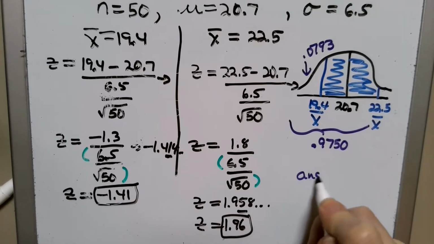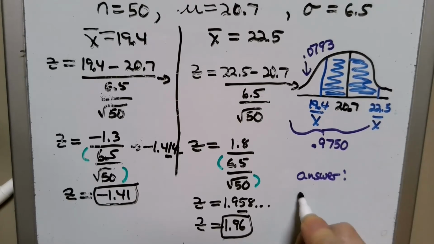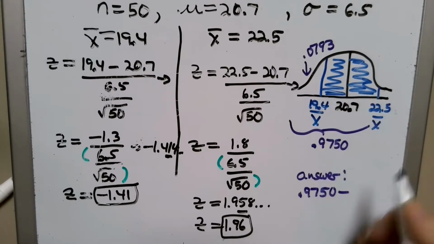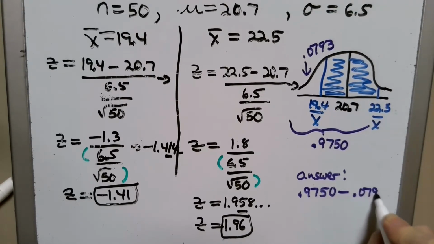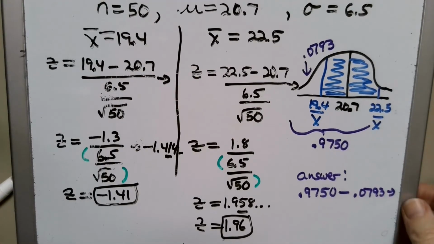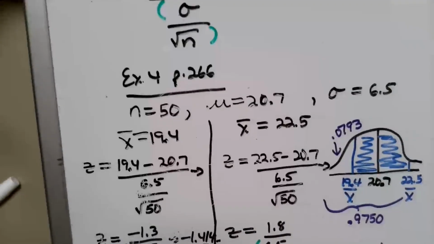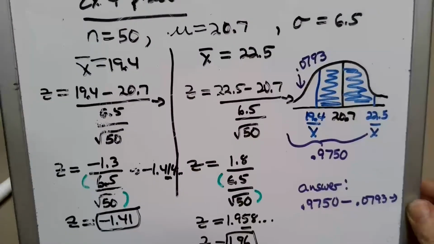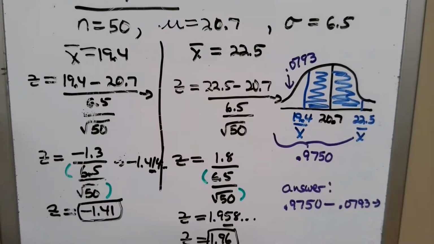So to get our answer for this question, we're going to take 0.9750 minus the unshaded part in the left tail of 0.0793, which is going to give us our answer here of 0.8957. Sorry, rather than using my calculator, I just looked in the book here. 0.8957.